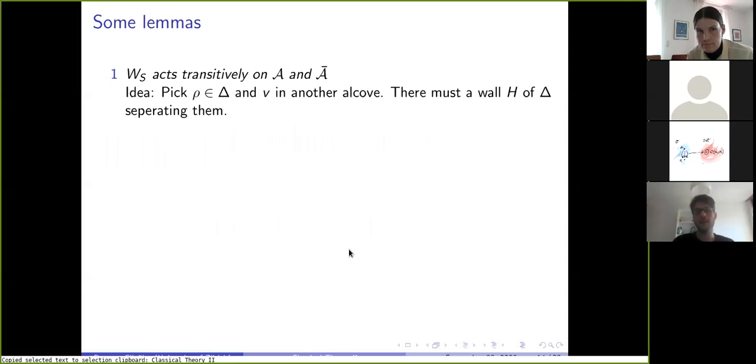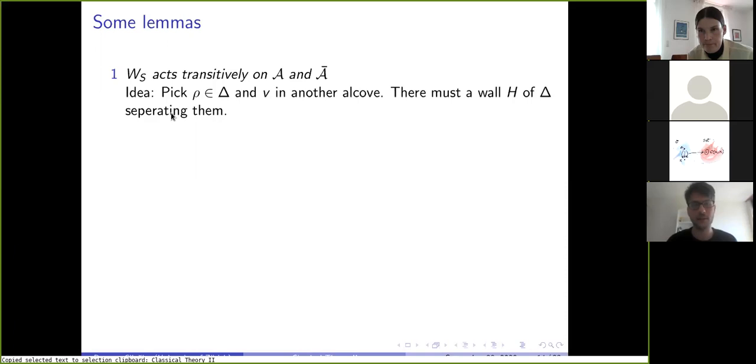Then we will proceed with some lemmas, finally showing that affine reflection groups are Coxeter groups. First, W_S acts transitively on the set of alcoves, script A. Let me just give you the idea and then I'll say the significance of it later, while explaining lemma one.